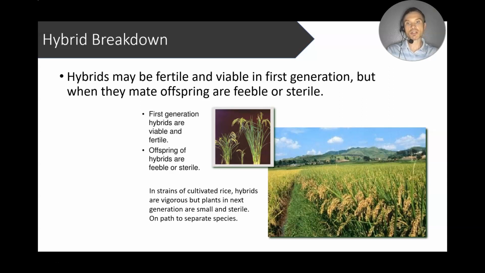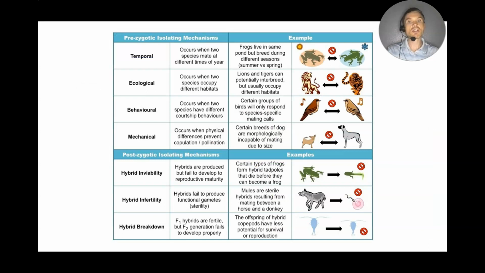The offspring, or the first generation hybrids, are much better than the parents, and that's really an interesting concept in agriculture. However, when you take this offspring and try to produce its own offspring, they are feeble and sterile, and that's really represented by the rice there in the middle of the picture. And so this is what we call the hybrid breakdown. So these are the mechanisms that prevent species from interacting with one another. Please review these.